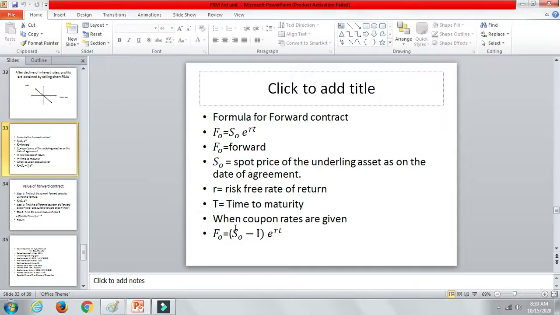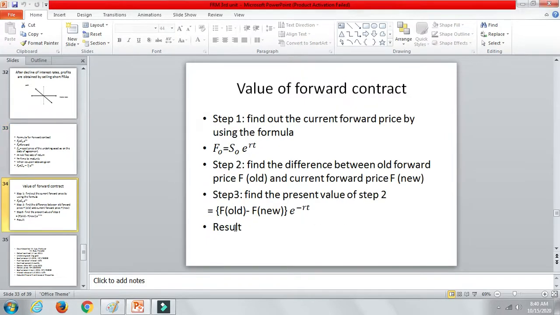So whenever a coupon rate has also been given within a question, you need to use this formula: S0 minus I, in brackets, e power RT. I is the present value of the coupon payments of a security. It could be a bond or debenture, anything. You are going to calculate the present value of the coupons up to maturity. I hope I made it clear. This is the formula for all of you. We will do a problem on this also.